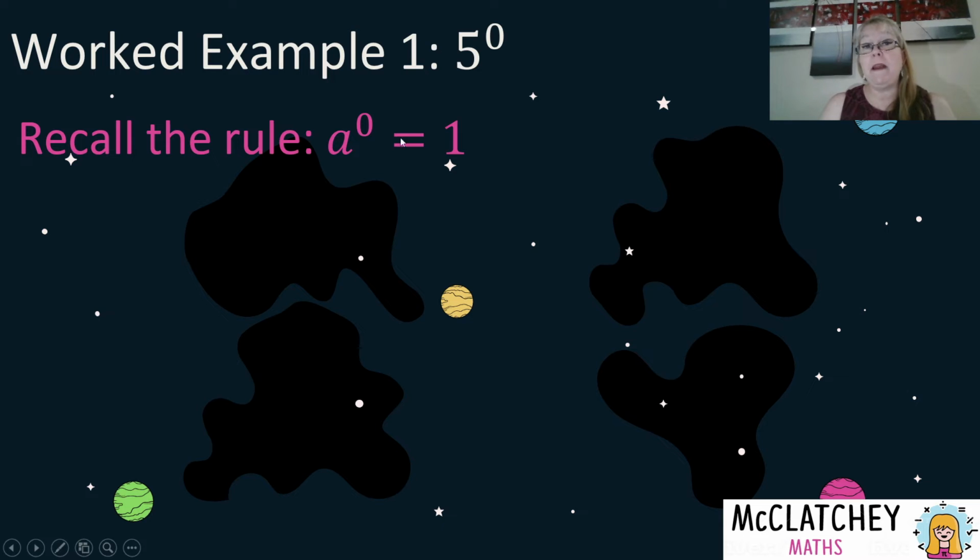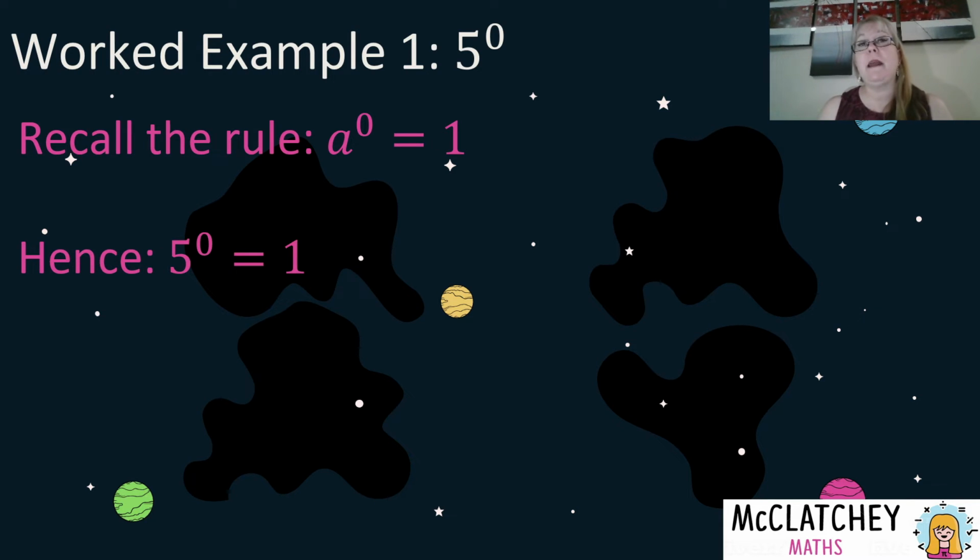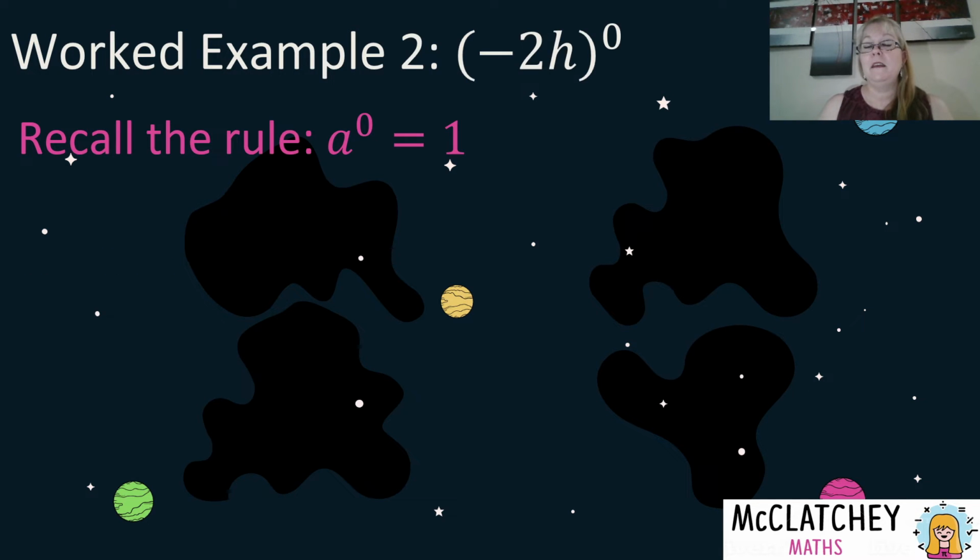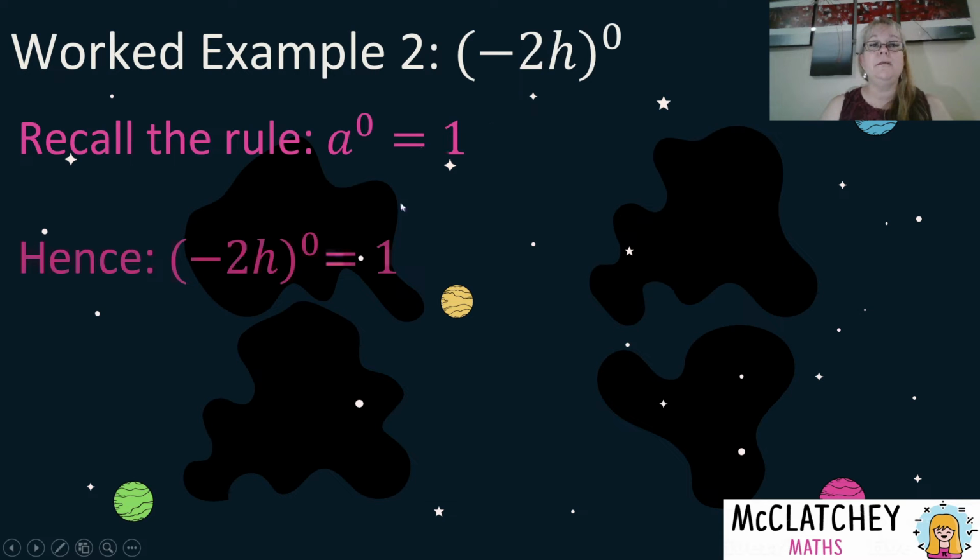Okay, so you remember our rule, a to the power of 0 equals 1. So therefore, 5 to the power of 0 equals 1. Let's try another one. In brackets, so remember our brackets rule, everything inside the brackets gets the power outside the brackets. So everything in the brackets is getting this power of 0. So the negative 2 gets a power of 0, h gets a power of 0, which means everything in the brackets just becomes the number 1.